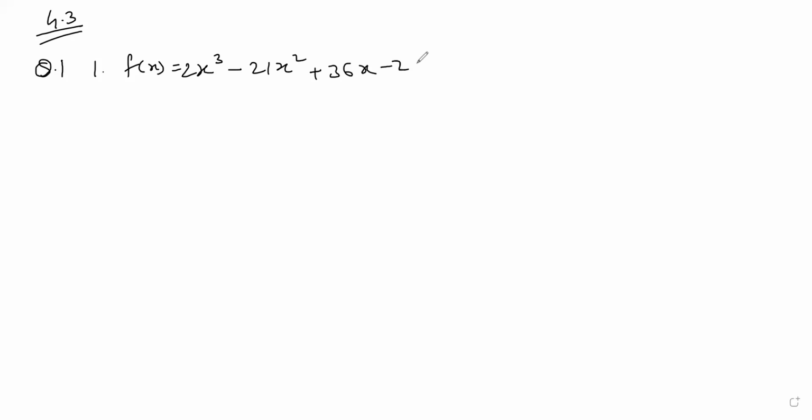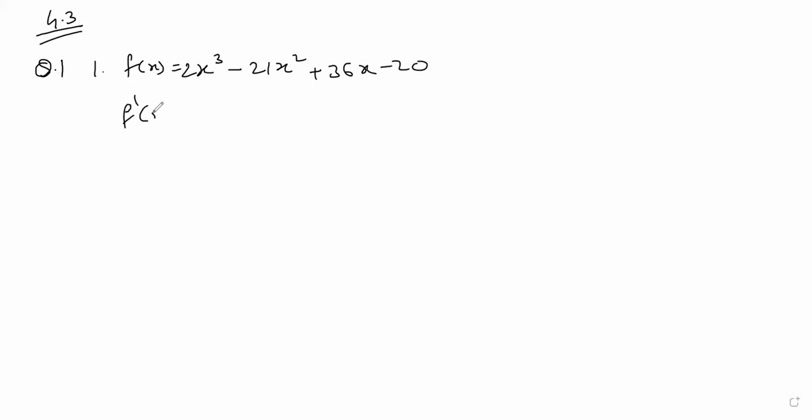We have learned how to find out maxima and minima for the given function. Now exercise 4.3. Question number 1 first. f of x is 2x cube minus 21x square plus 36x minus 20.